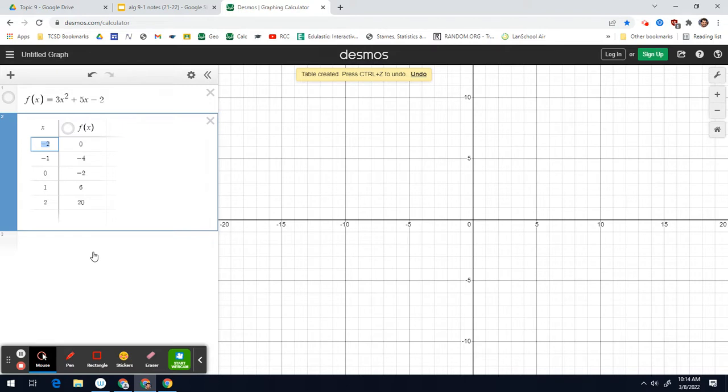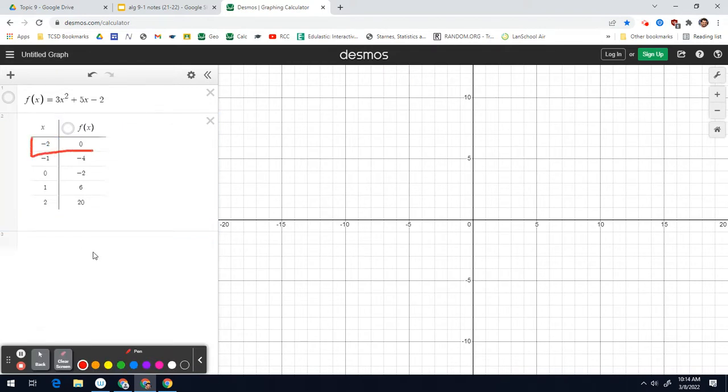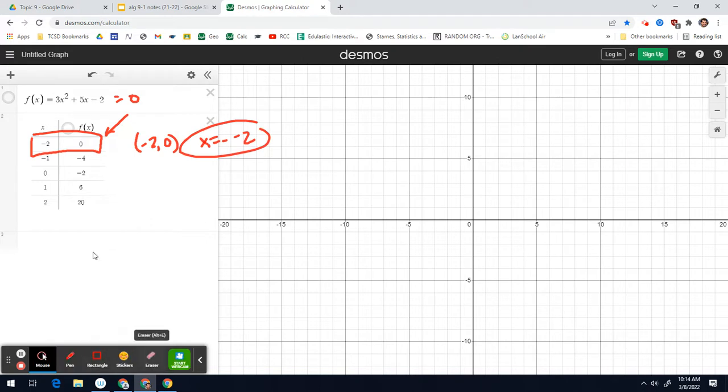Okay, so right off the bat, we have one of our solutions. One of our solutions is -2, 0, because we're looking for when this equals 0. That's the y value. So -2, 0 will be an x-intercept, and x equals -2. Sorry about the double negatives. x equals -2 is an answer. So now we're looking for the next one.